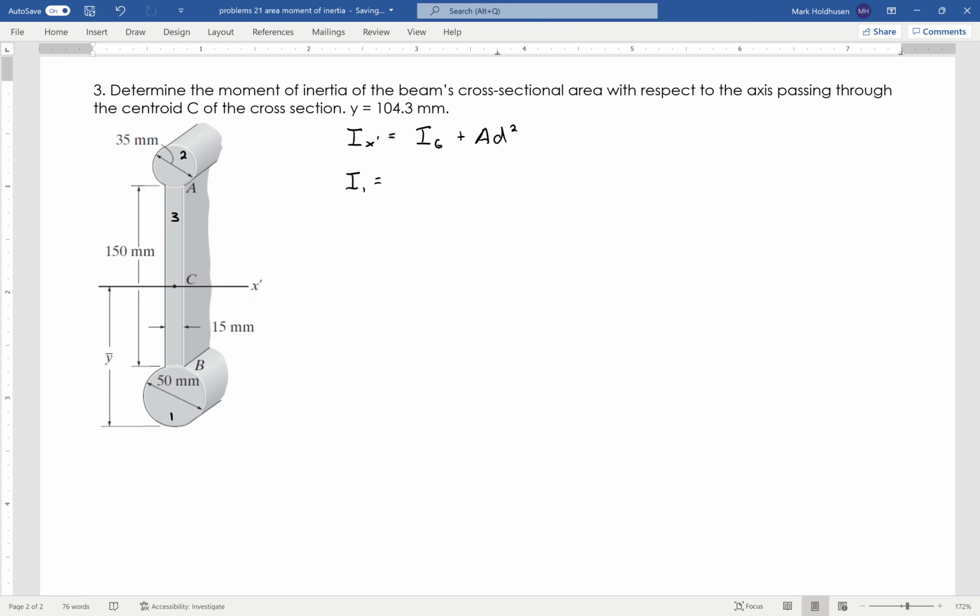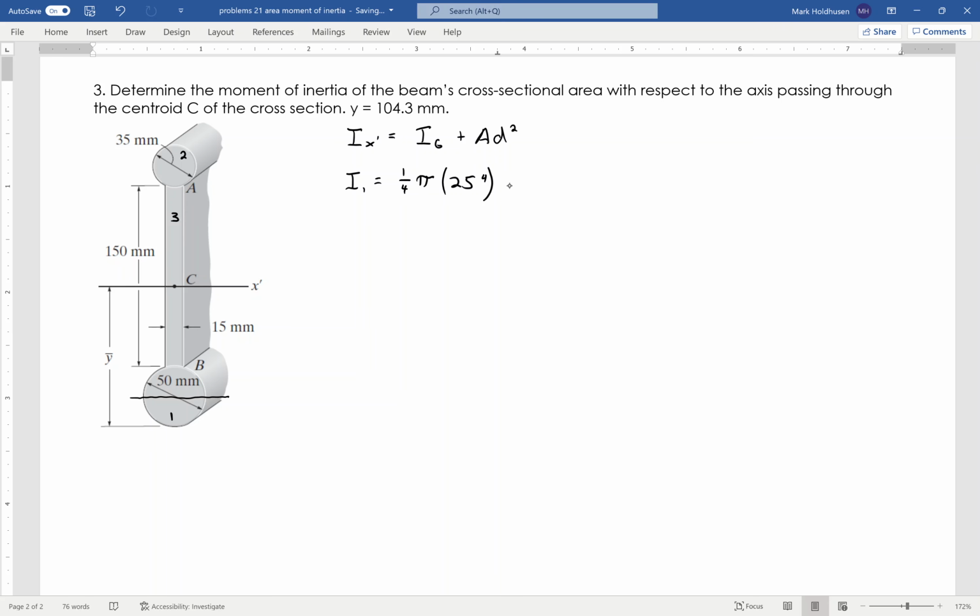Now, I'm going to look up the moment of inertia about this axis right here. That axis right there, I looked that up in the back of the book. The moment of inertia about that axis is 1/4 pi r to the fourth, where r is 25 millimeters, to the fourth. So that's the moment of inertia about that centroidal axis right there.